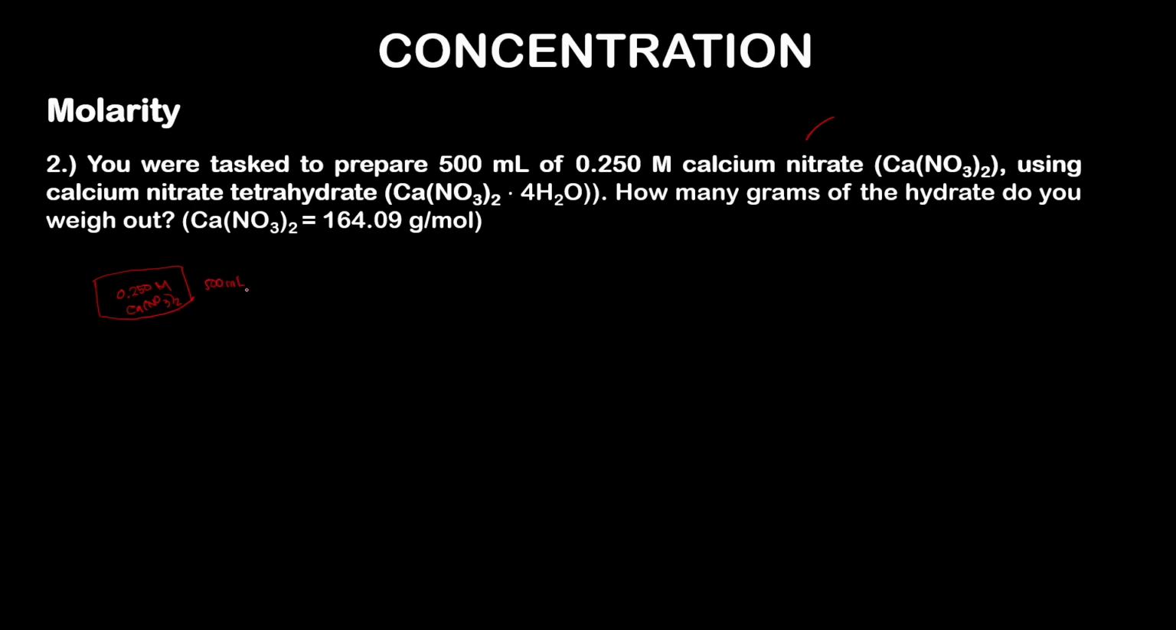And the problem is your reagent is not calcium nitrate. You are using calcium nitrate tetrahydrate, which is different, right? It has 4H2O. You're not using this directly. So you are using this reagent, Ca(NO3)2·4H2O. And it asks us how much in grams should you weigh, okay?